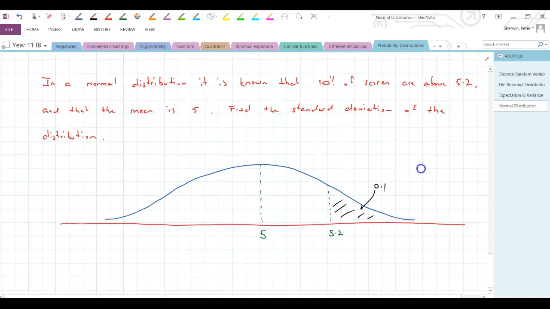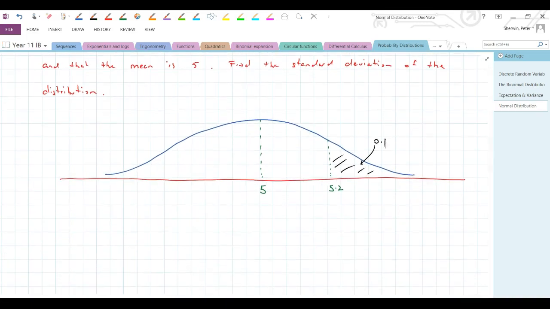Okay, so what I'm going to do is find out what the z-score of 5.2 is. Once I can work out what that is, then I'll be right. So I'm going to find out what my z-score is for a 10% area here, and I'll show you how that's done.